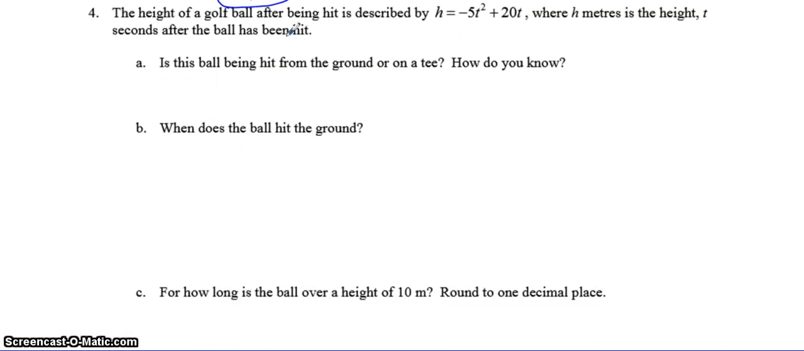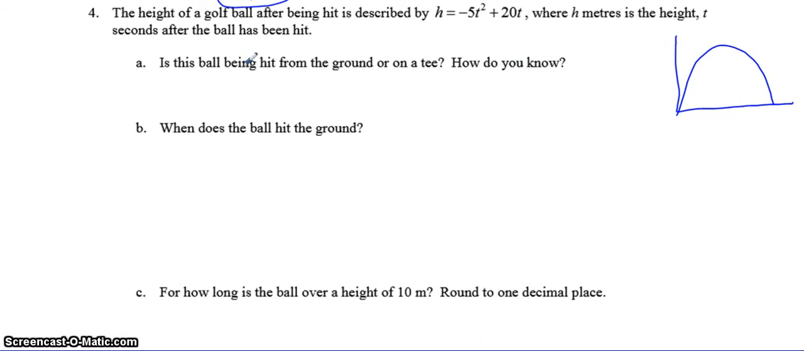Lastly, what you need to be able to do is to solve word problems. So the height of a golf ball after being hit is described using this equation. So this is what your graph looks like. H is the height in meters and T is the time in seconds. The question asks, is this ball being hit from the ground or on a tee? How do you know?